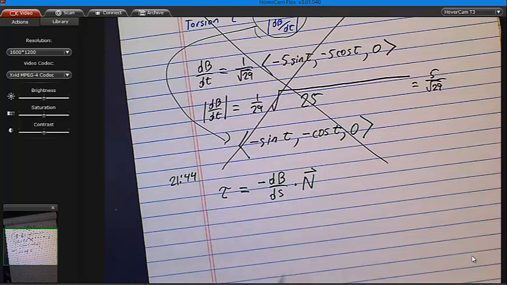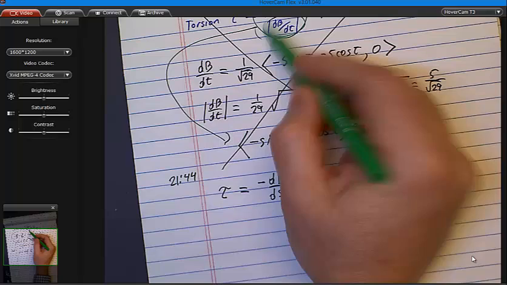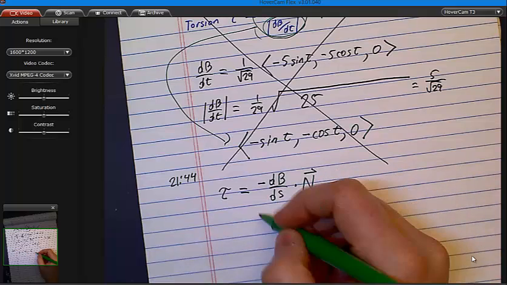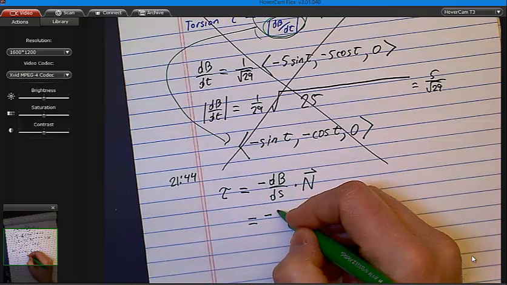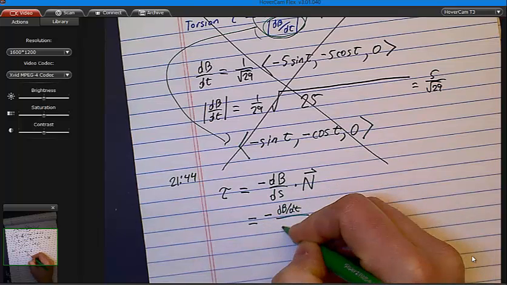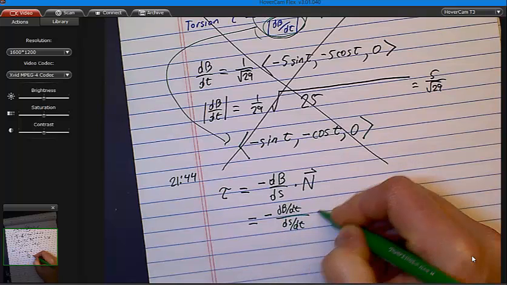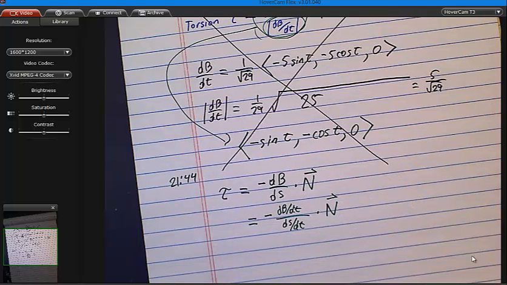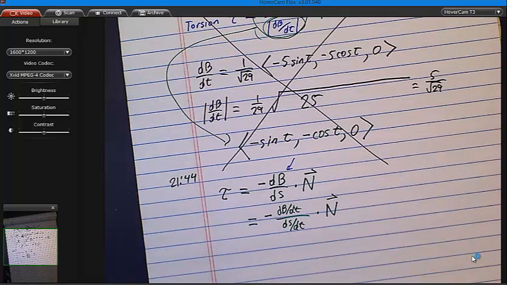Okay? So I didn't have ds, but I tried to get it, but I made a mistake down here. We're not normalizing. What we're doing is we're using the chain rule. So again, using the chain rule, you could think of this as negative dB dt over ds dt. This is where Leibniz notation is really handy. So maybe dB ds is hard to compute because I don't have anything in terms of s. But I can compute dB dt and I can compute ds dt. And that's what I need to do.